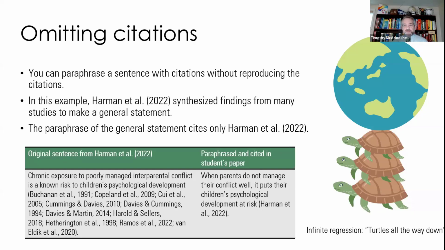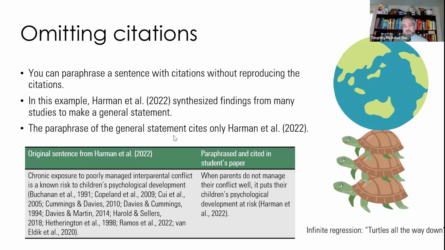So you can see in the left column here, we have that Harmon et al. 2022 wrote about how chronic exposure to poorly managed interparental conflict affects children's psychological development. And Harmon et al. supported their statement of fact that this chronic exposure is a known risk by citing quite a large number of other studies. Now, let's say you're doing research on childhood psychological development, and in your literature review, this is just one of many things that you want to touch on. You want to acknowledge that this is a fact and a field of study.